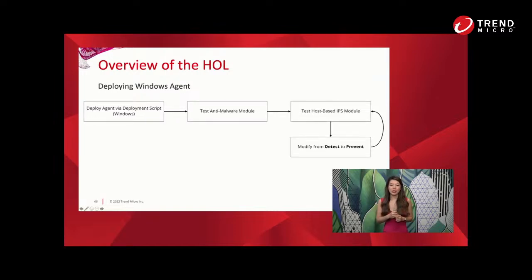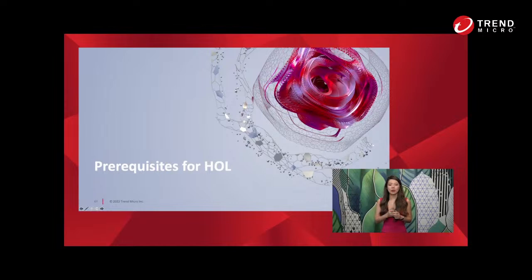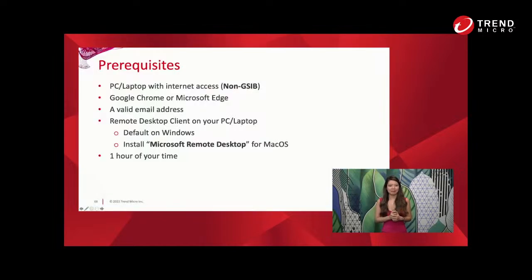Similarly, for the Windows agent, we'll be going through the entire deployment process with you. Now, what do you need for the hands-on lab? Well, first thing you need is the PC or laptop with internet access. And we do recommend Google Chrome or Microsoft Edge as the browser. So if you have Safari, please try not to use that.